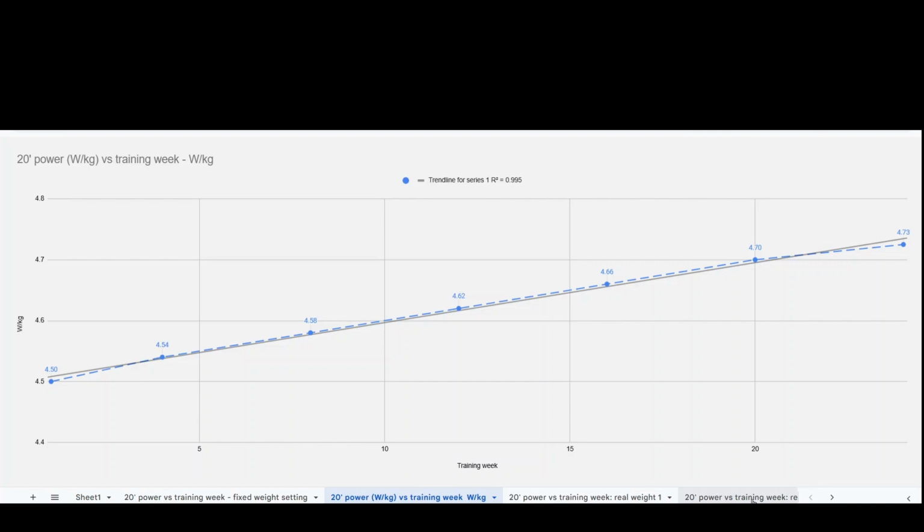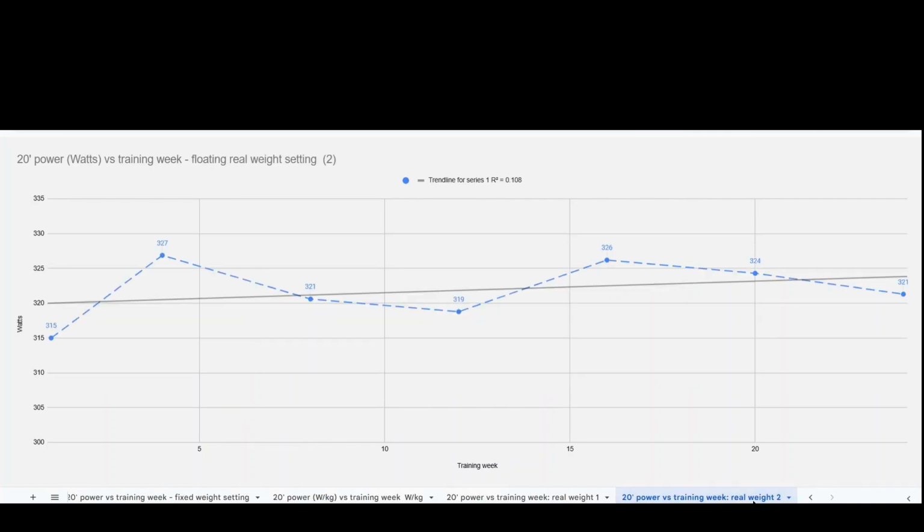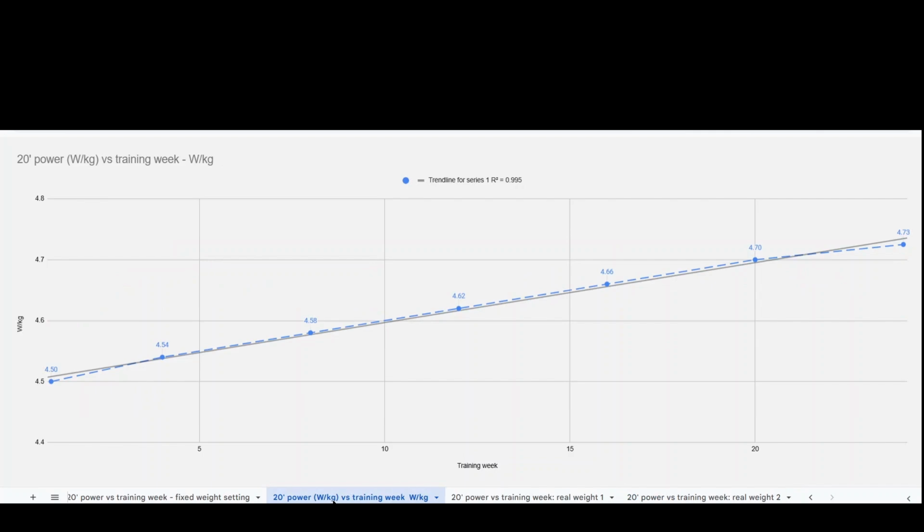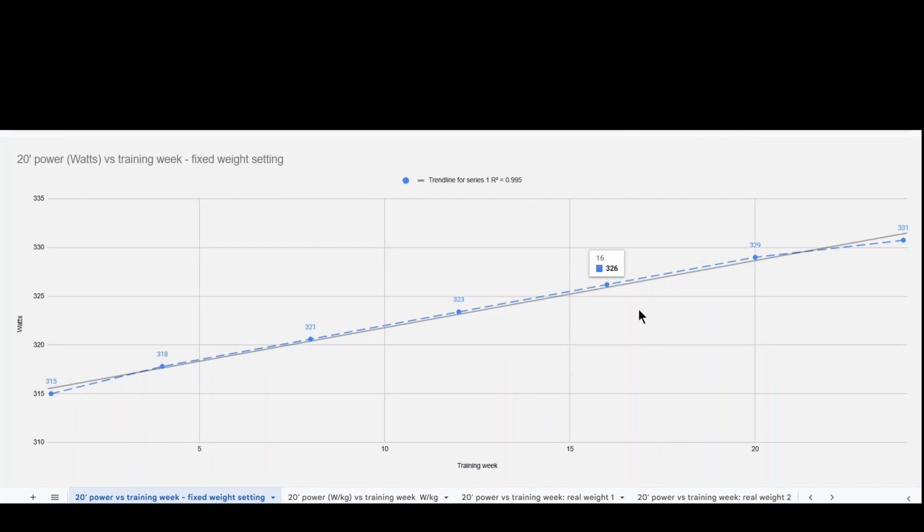All right. And then let's look at the last scenario where the athlete was hovering within an ideal weight range, so it was real weight. It was allowed to float each testing period, and this is the result in watts because of the multiplier changing. And yeah, you're seeing some increase, but the R squared is a lot lower. The slope is also a lot lower than this, which is also the same as this if we use fixed weight setting and are using watts.